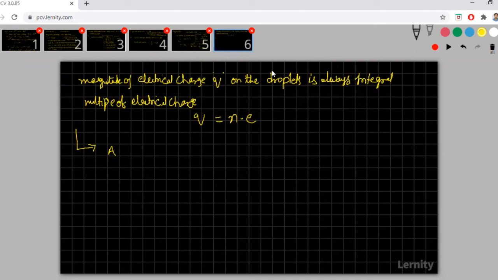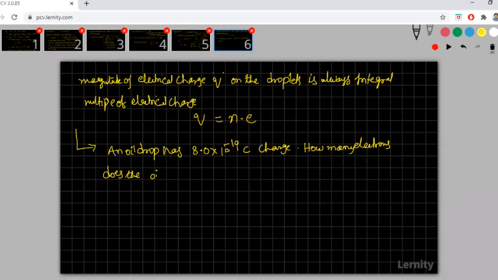So one problem: an oil drop has 8 into 10 power minus 19 coulombs of charge. And they ask a simple question: how many electrons does the oil drop have?